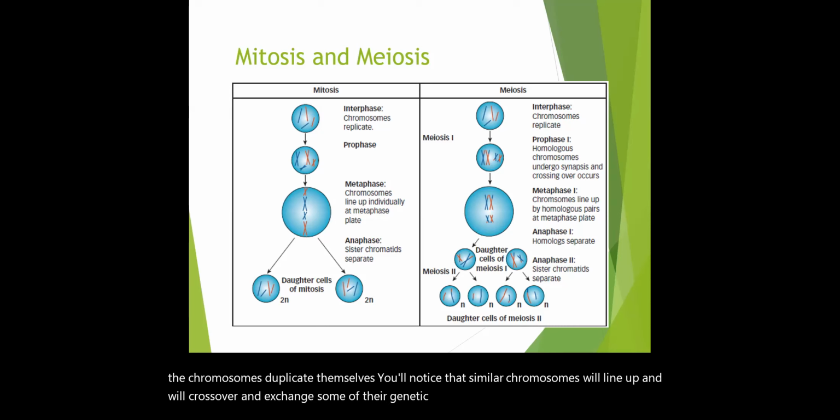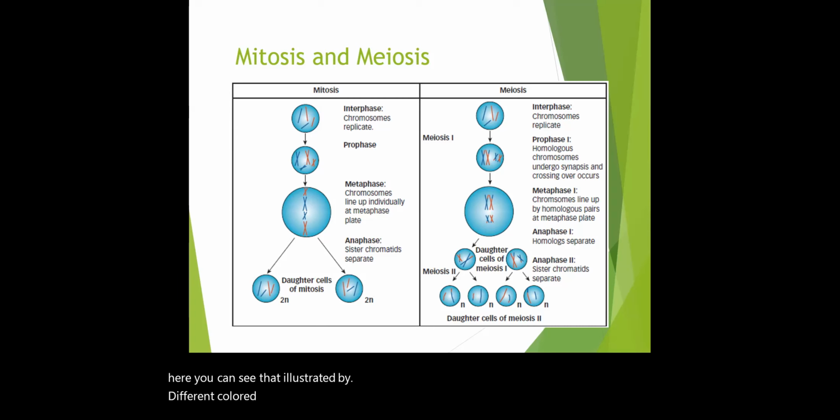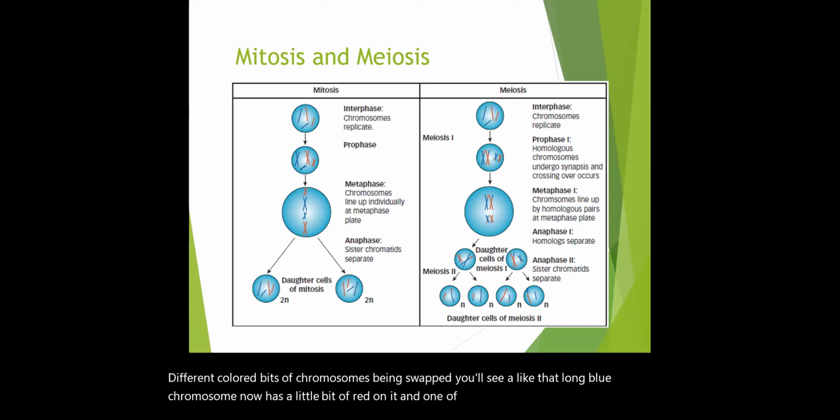And on the slide here, you can see that illustrated by different colored bits of chromosomes being swapped. You'll see like that long blue chromosome now has a little bit of red on it, and one of the long red chromosomes has a little bit of blue on it. The chromosomes then align.